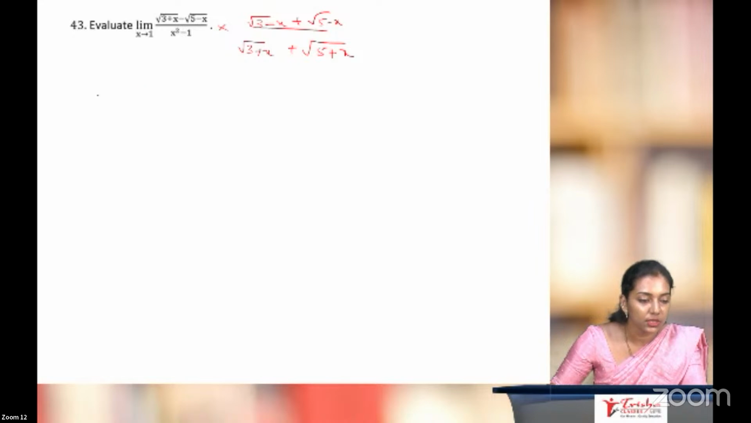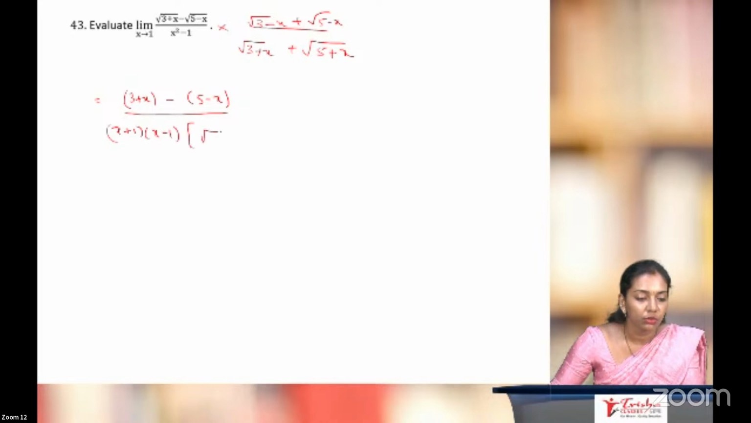We'll simplify because such sums are very important. So (a minus b) into (a plus b) is a square minus b square, so the square root gets cancelled. That's the reason we do this operation, to cancel out the root. So (3 plus x) minus (5 minus x) in the numerator, divided by x square minus 1. X square minus 1 can be written as (x plus 1) into (x minus 1), right?